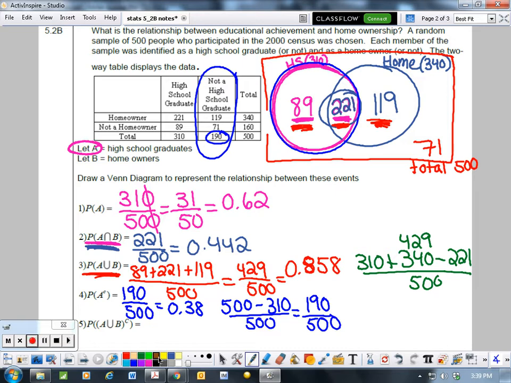Okay, and our last one, the probability of A union B complement. So when I'm looking at my diagram, A union B, so it can be A or B. So this is A or B complement. So something that's not in either one of those, which leaves only that 71. So when I look up here, this is my A or B, and anything that's not that would be my complement. So that's going to give me my 71 over 500.